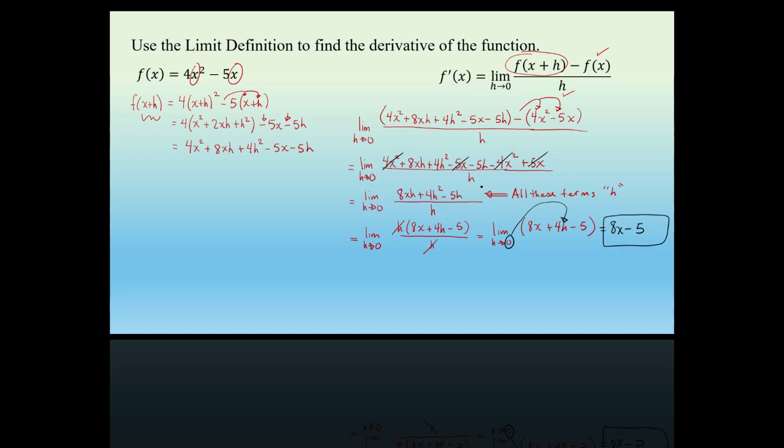Now eventually we'll learn shortcut techniques like what I call the power rule. And the power rule for derivatives will also end up with 8x minus 5. Alright, so hopefully this was a nice video showing you how to use the limit definition to find derivatives.